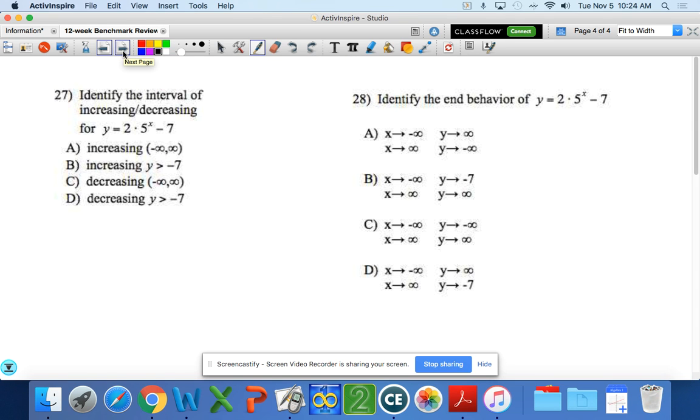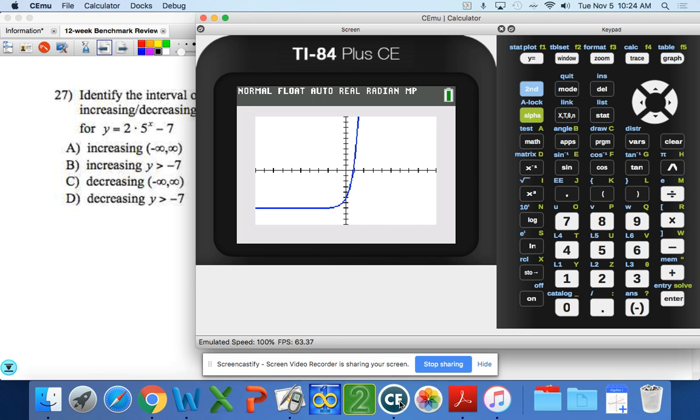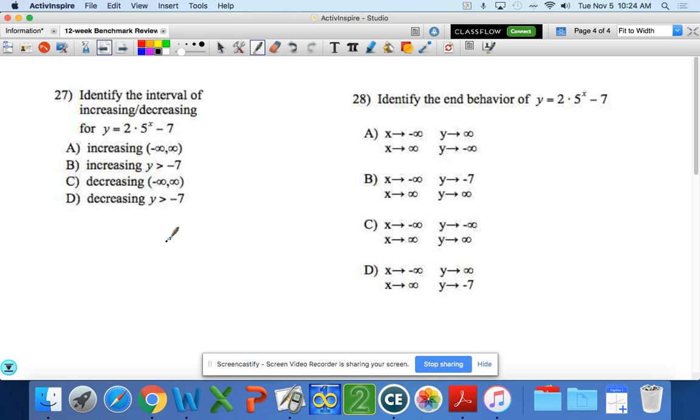Number 27, identify the interval of increasing, decreasing. We just look at the graph. This one is going uphill, and it's always going to be going uphill. So it needs to be increasing from negative infinity to positive infinity. Guys, don't let these distract you. We have to deal with stuff like that when we get to quadratics, but not yet. It's just basically asking you an increase-decrease question. Please do not get fooled on that.